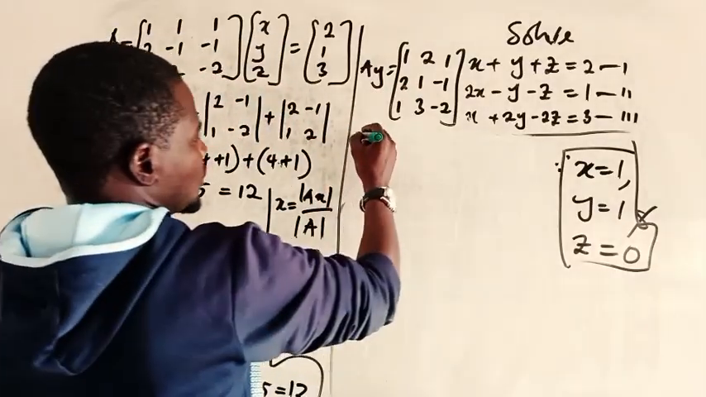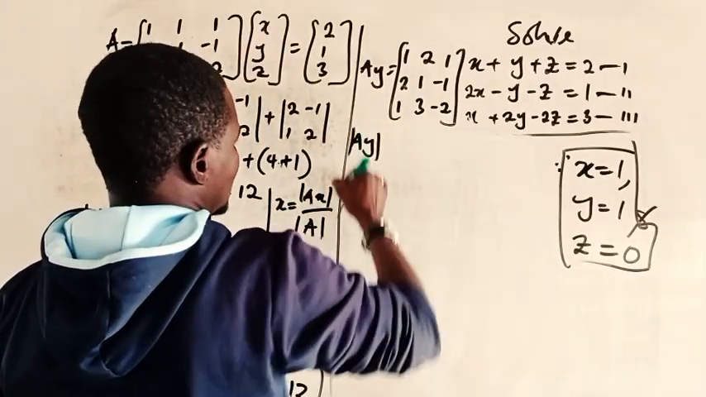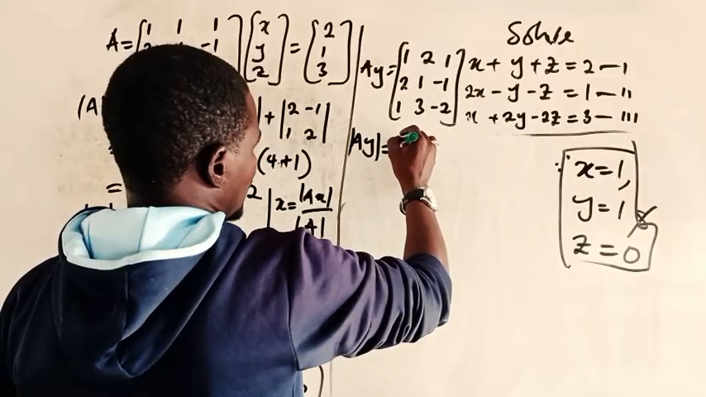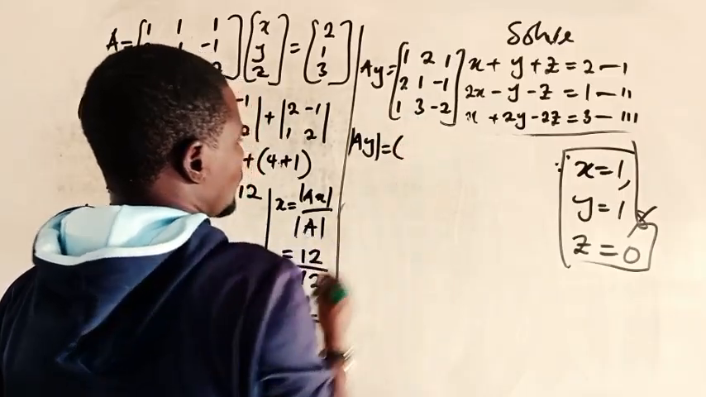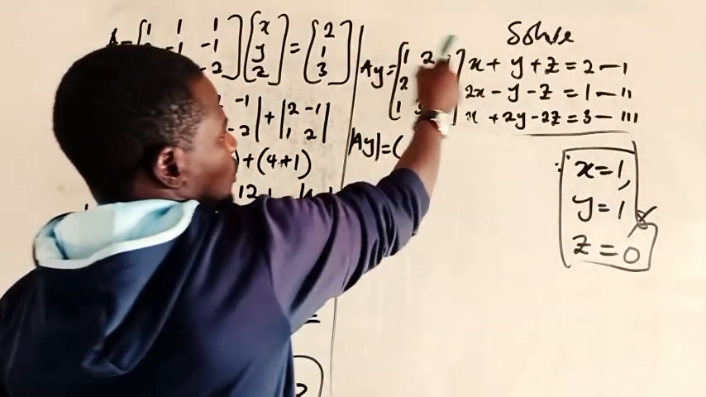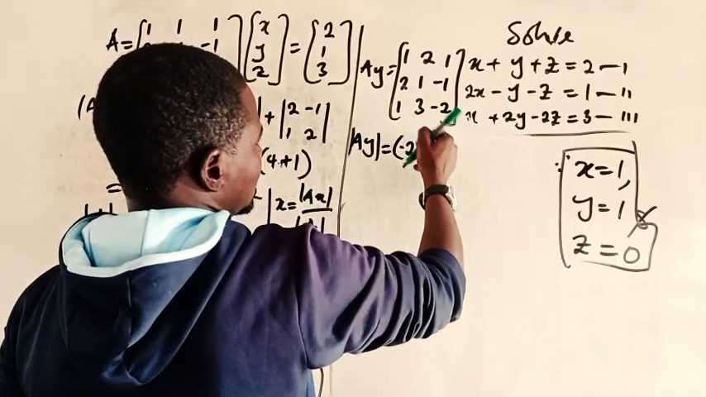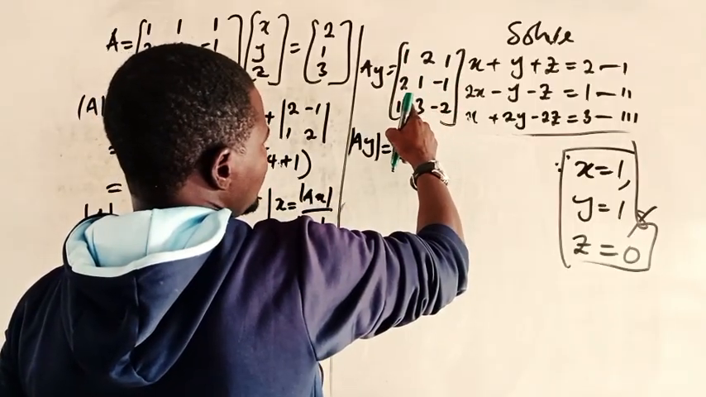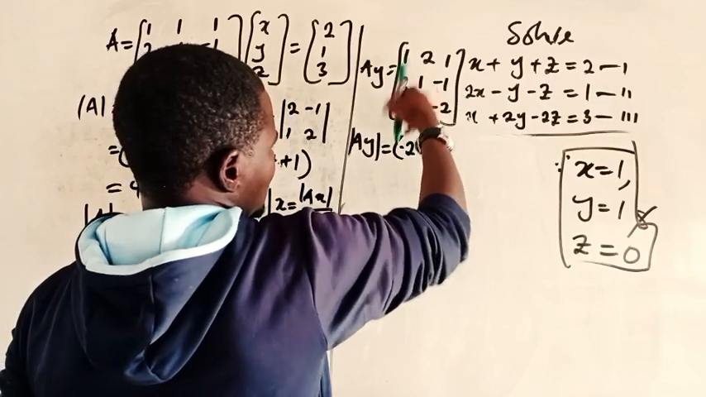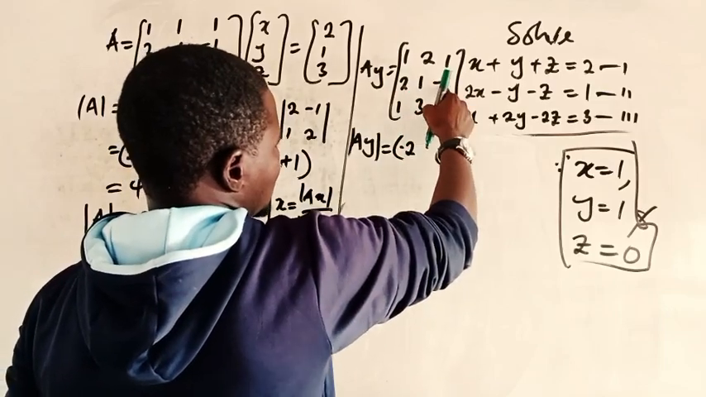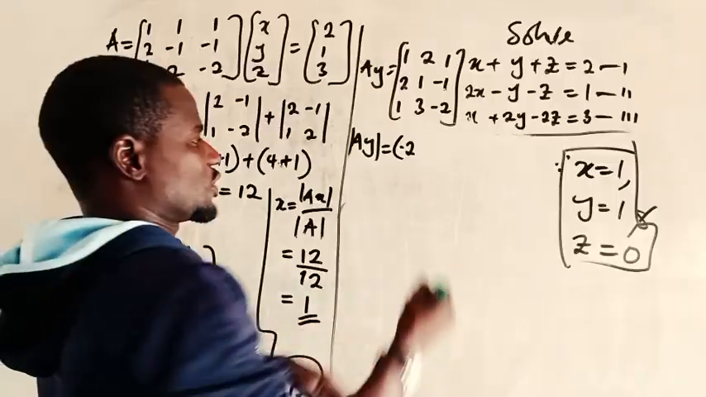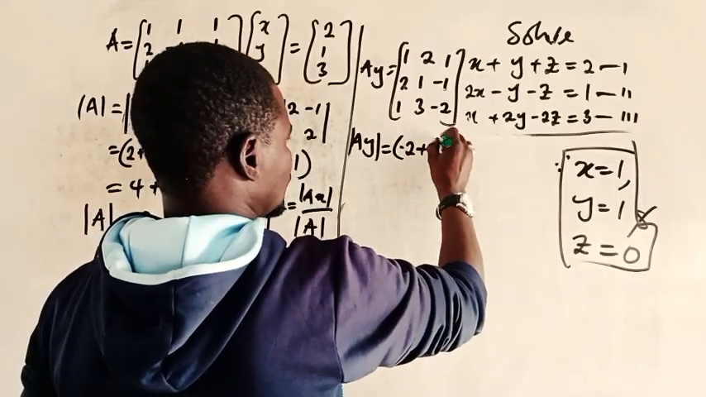To find the determinant of this, we have A y determinant equals open bracket. With the first cofactor 1, which is positive, we close here: 1 times minus 2 is minus 2. Then we take 3 times minus 1, which is minus 3, and there's a minus there, which is plus 3. So we have plus 3.